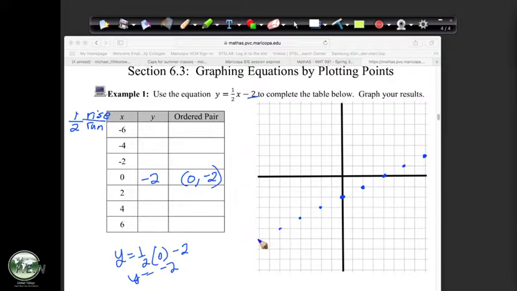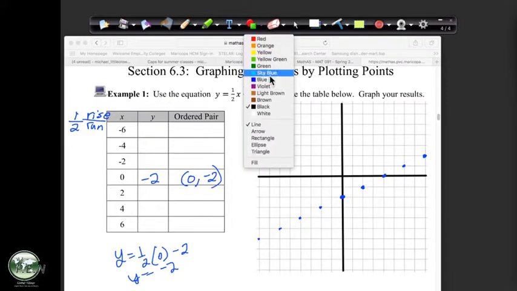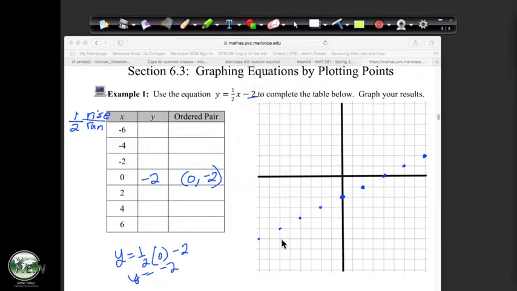Down 1, back 2. Let's go ahead and make it green. Align. So I'm going to start here and go there. Does that feel okay? Does it feel easy? Does it feel too easy?